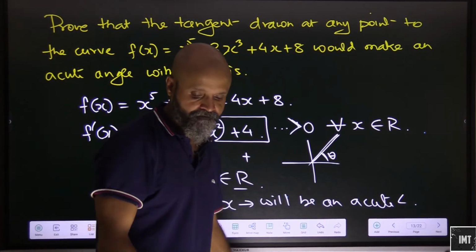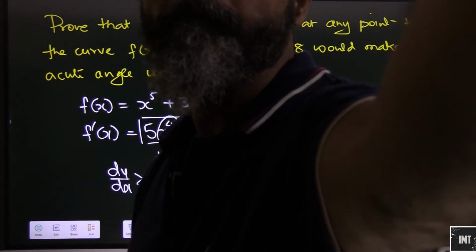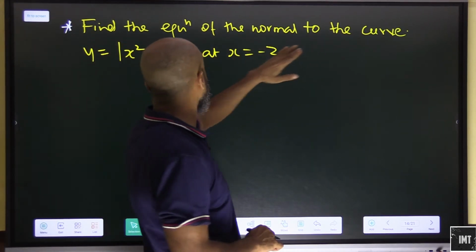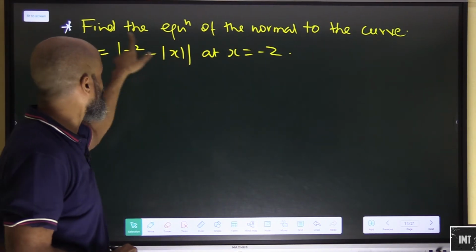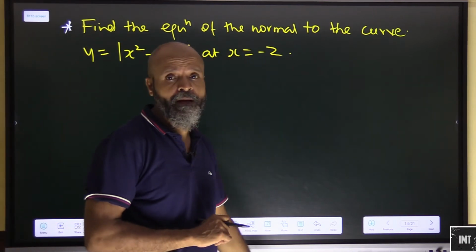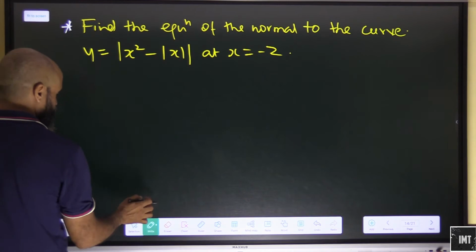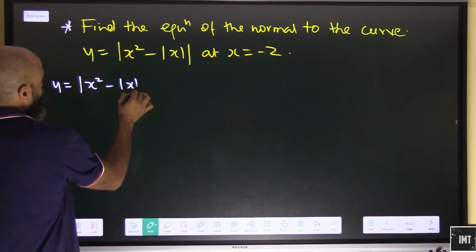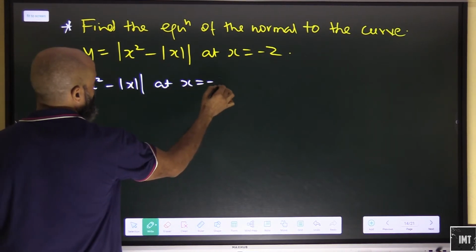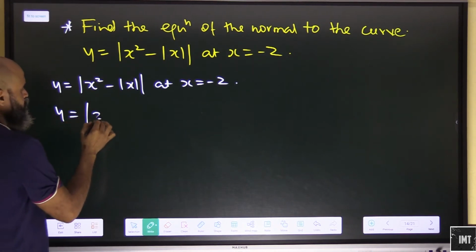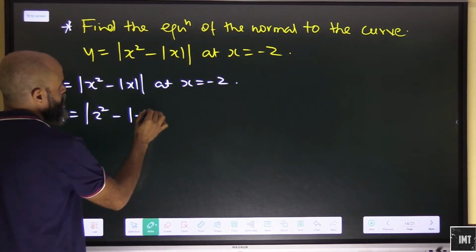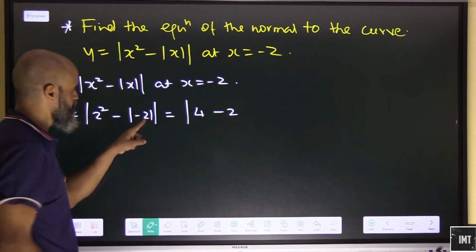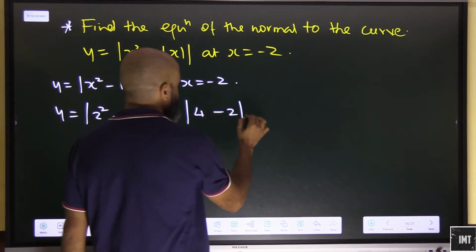Okay, so continuing with the problems here: find the equation of the normal to the curve y is equal to x square minus mod of x, at x is equal to minus 2. So let's say y is equal to x square minus mod of x at x is equal to minus 2. What will be the value of y? Obviously it is 2 square minus mod of 2, so this will be 4 minus 2, because this is mod, so only the positive value will come out. So this will be basically 2.